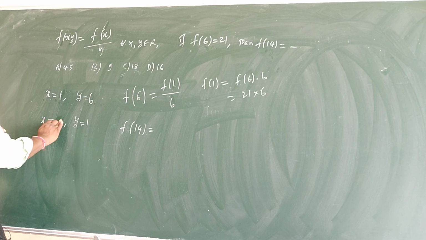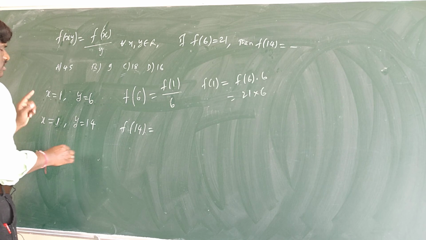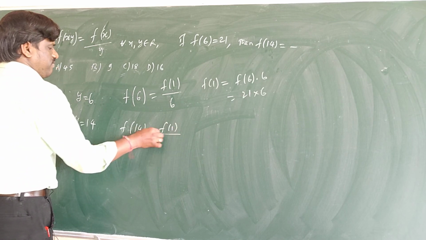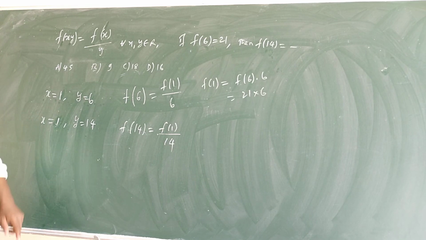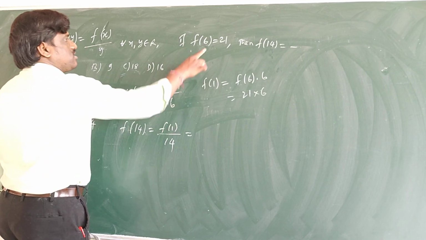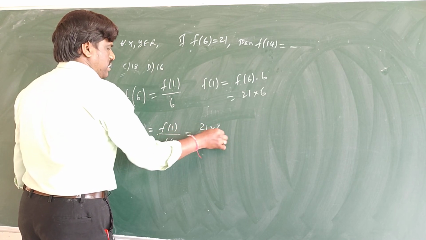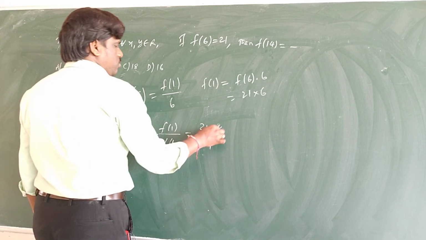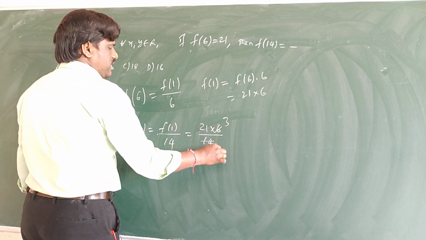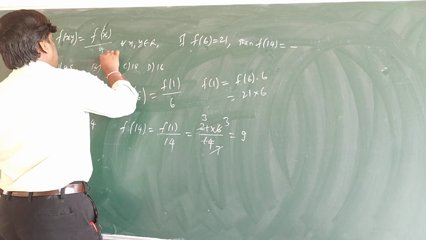So here 1 and here 14. So here f of 14 is equal to f of 1 by y value 14. Right. So this is equal to f of 1 value is how much? 21 into 6 by 14. Right. So 2 table, 2 3 times, 2 7 times, 7 3 times, 3 3s are 9. So B is the right answer.